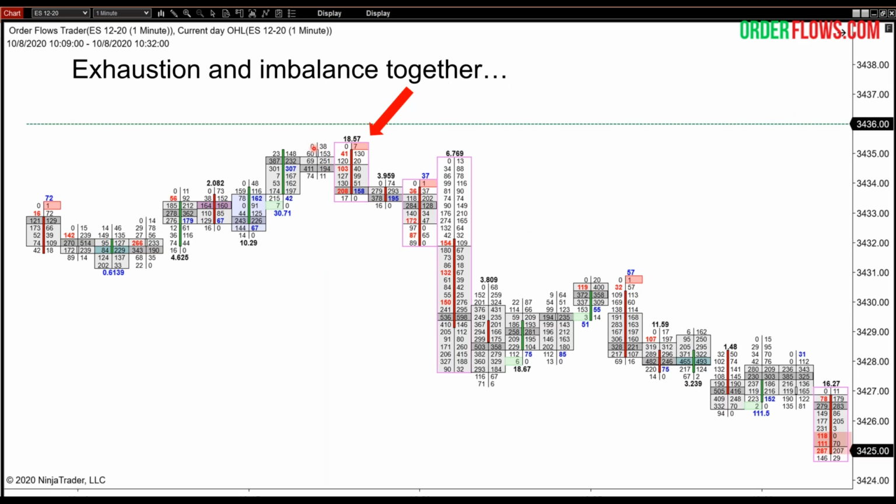Now when you put some of these tools together, like exhaustion and imbalance, here's a perfect example. This market's just coming back up towards the high, and in this bar, we're about 4 ticks off the high. We've got exhaustion: you've got the single print, and you've got the selling imbalances, 1, 2, 3 imbalances in that bar. Market sells off. Again, you don't need fancy indicators. Once you know how to read what's happening in the market, things become really easy.